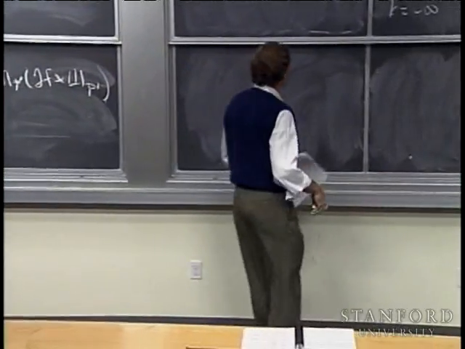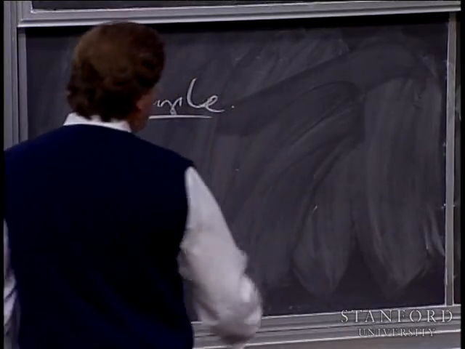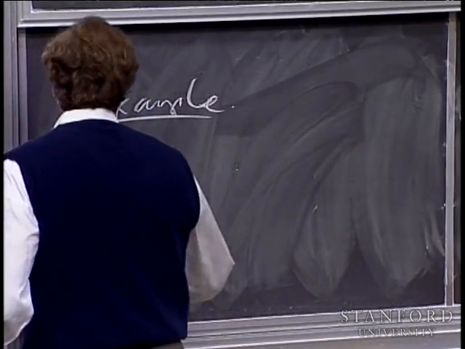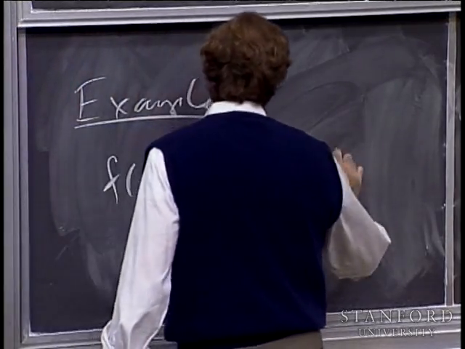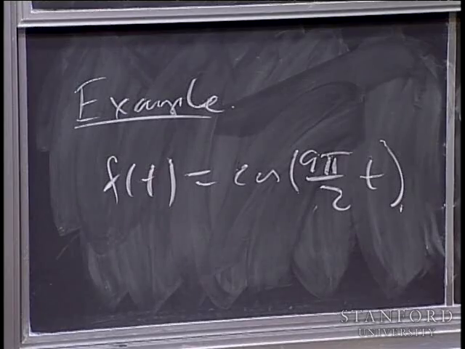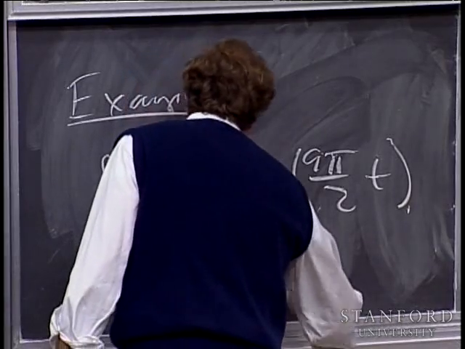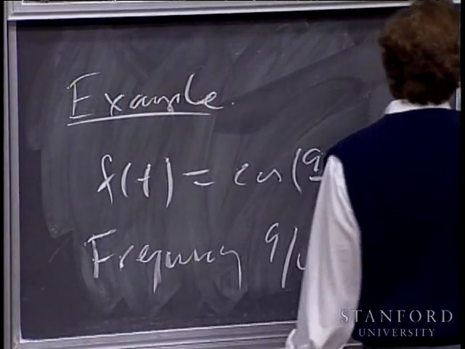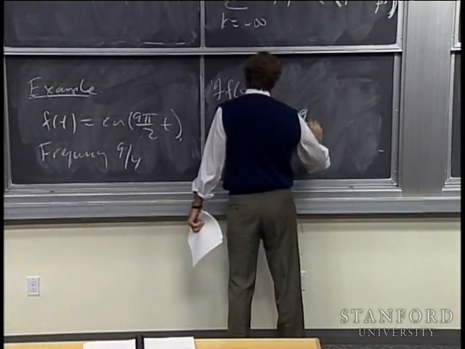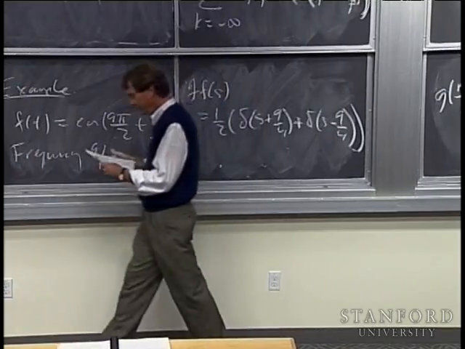Okay? So I want to do an example. Again, this is in the notes. Example of aliasing. I'm going to take just a cosine, so the spectrum is just two delta functions. f of t is the cosine of 9 pi over 2 times t, so it has frequency 9/4 Hertz. And we know what the Fourier transform looks like. The Fourier transform of f looks like two delta functions: 1/2 delta of s plus 9/4 plus delta of s minus 9/4.